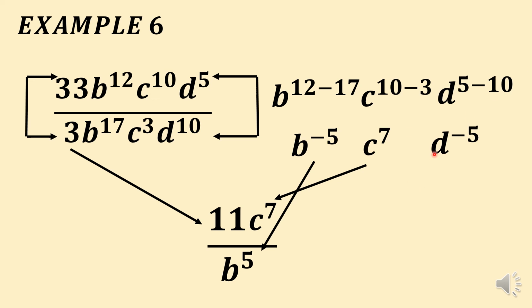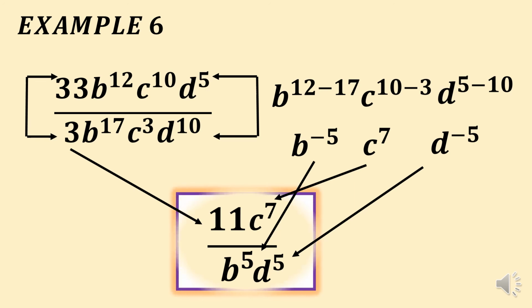So you have c raised to 7. And then for d raised to negative 5, so that becomes now, to make it positive, that is 1 over d raised to 5. Or pag minultiply na natin dito, or nilagay na natin dito siya, so you have to place that in our denominator. So you have d raised to 5. So therefore, final answer is 11c raised to 7 over b raised to 5 and d raised to 5. Okay, so that is our final answer.